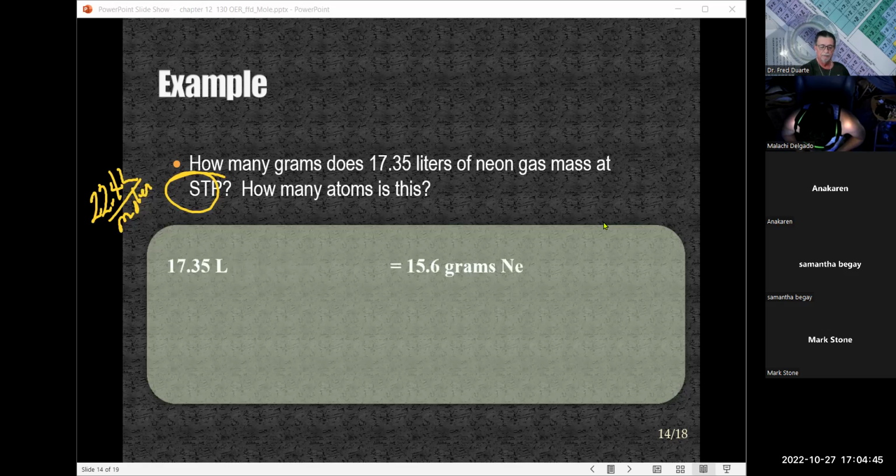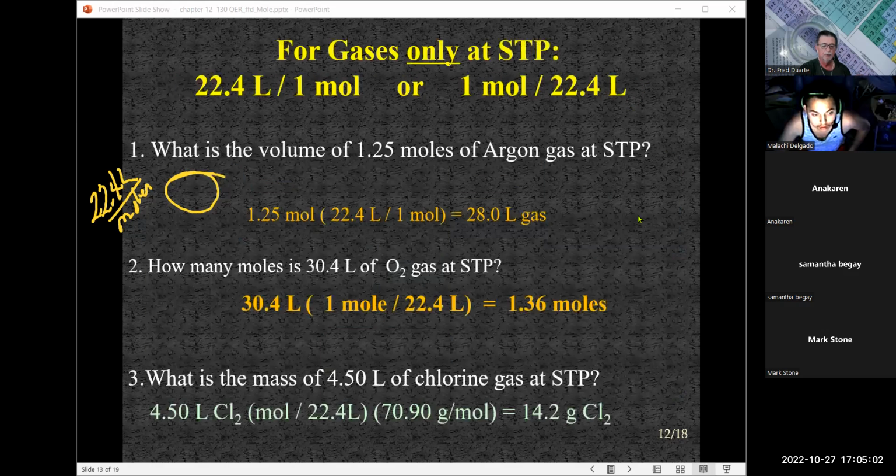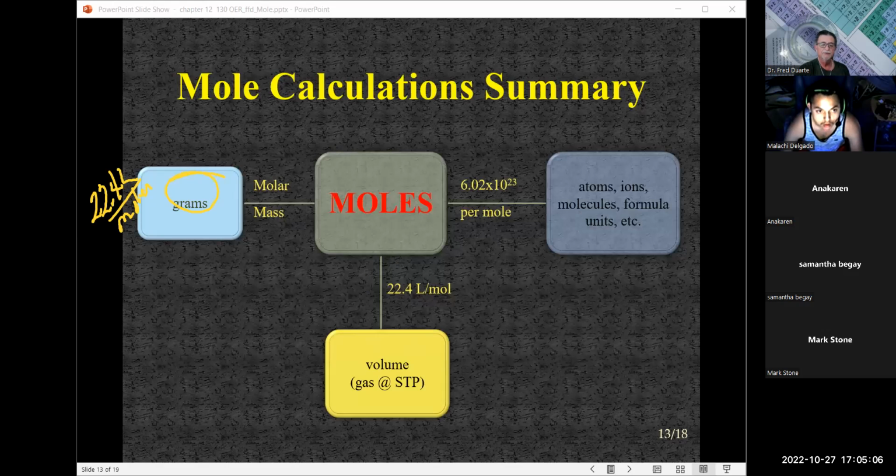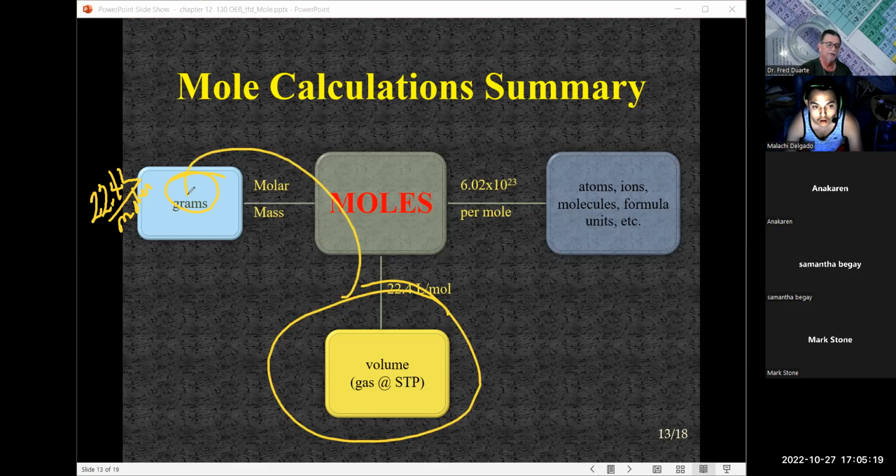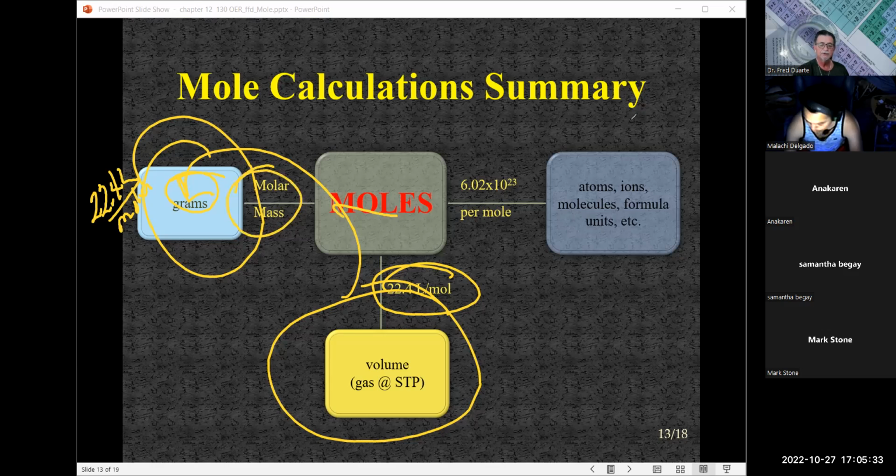So write down what we are given. And I also wrote down what the answer is. But anyway, we're given 17.35 liters and we need to get grams of neon. So in order to do that, we're at liters, right here. We are in liters and we got to get to grams right here. That's what we're doing. To do that, we got to use that factor to get us into moles, and then we're going to need the molar mass to get us into grams.